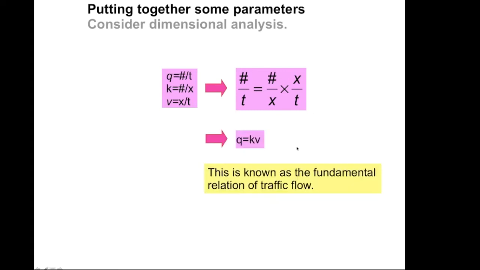So this is actually quite an important relationship. Of course, this is flow, or Q, this is K, or density, and this is V, or speed. So we can say that flow equals density times speed, and we've just derived that using the units. But it is an important theory, and it's known as the fundamental relationship of traffic flow, or the fundamental traffic flow theory, that is the relationship between flow, density, and speed.